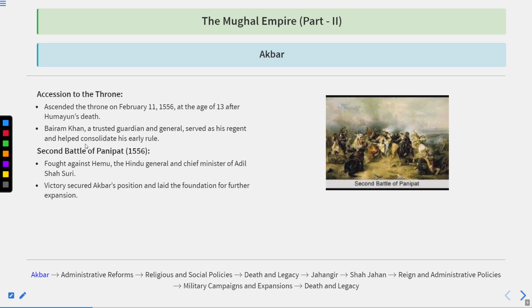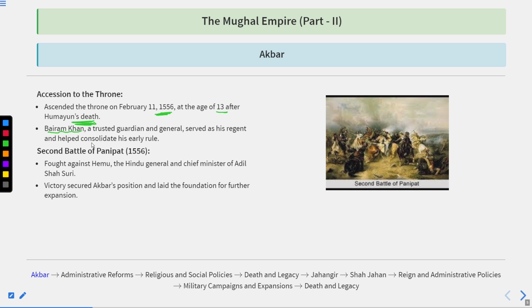Next is accession to the throne. As we discussed, due to an accident, falling from the stairs of Din Panah Bhavan, known as the Delhi Fort, Humayun died in 1556. At that time, Akbar was very young. He accessed the throne on February 11, 1556, at the age of 13 after the death of his father. He was guided by his general, the military head Bairam Khan.